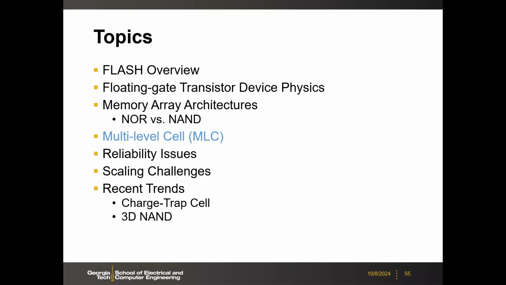We will continue our discussion on the NAND flash. So today we are going to talk about the multi-level cell operation and then the reliability challenges. In the last lecture, we talked about the NOR versus NAND. And from now on, we will focus on the NAND because this is the mainstream technology.